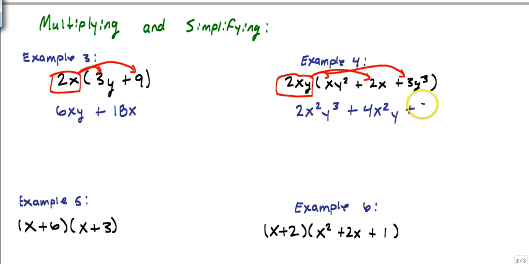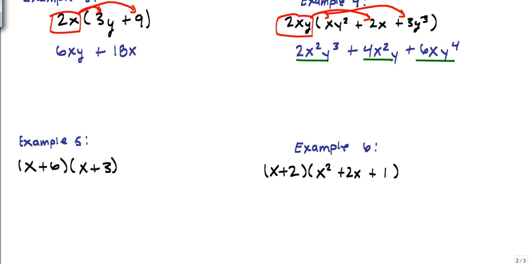So 2 times 3 is 6. There are no x's, so we're going to keep our x. And y times y cubed is y to the 4th. And that's it. Now, if there are any like terms, we combine those, but there's not. We've got x squared and y cubed, x squared and y, x and y to the 4th. Remember, each one of these is a term. Term, term. Those are all monomials because each one of these x's and y's are multiplied together.